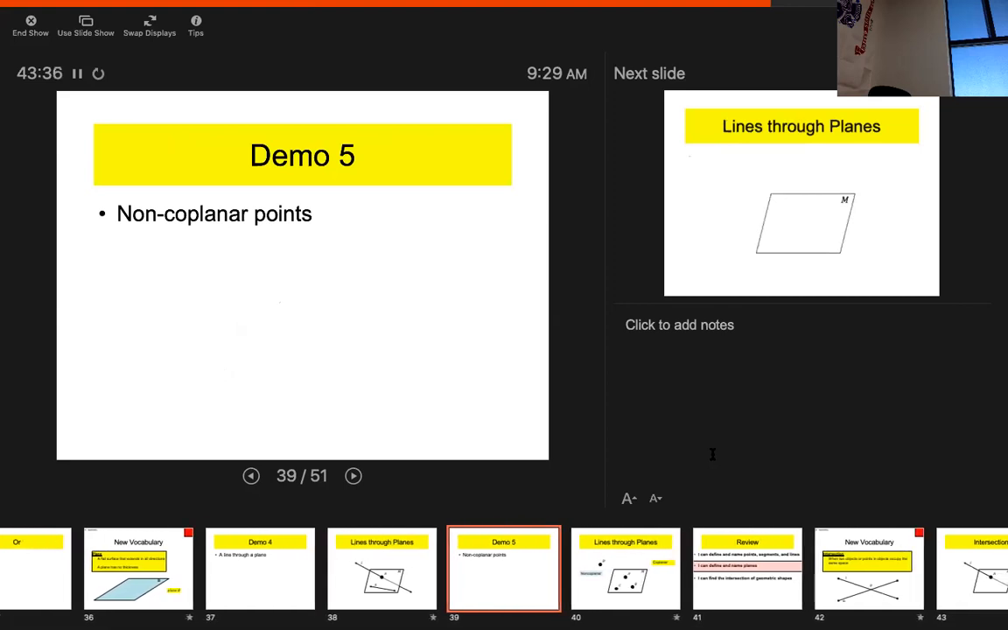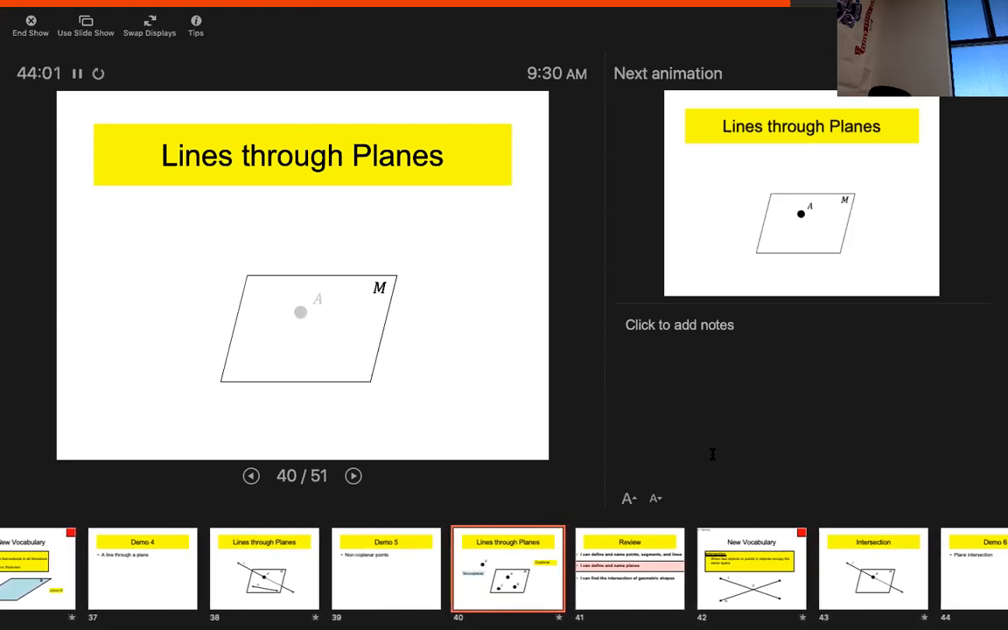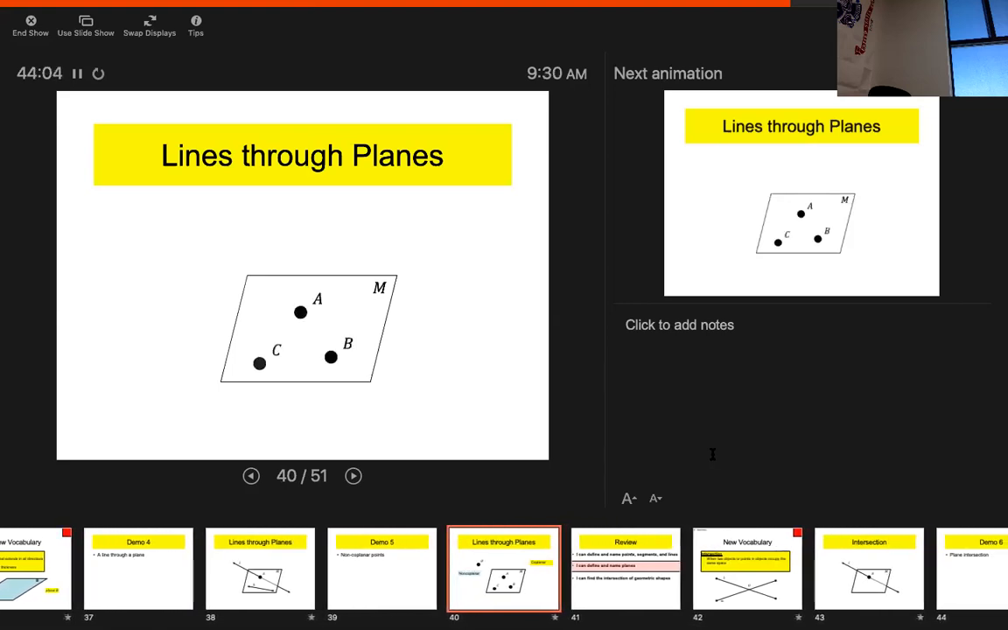Okay, non-coplanar, what do you think that means? Not on the plane. This point is on this plane. Where would be a point that's non-coplanar? Down here, up here. It's just not on this flat surface right here. That's what non-coplanar means. Not on the same plane. I can either call this plane M or plane ABC, right? All 3 points are coplanar. Why? Because they're inside.